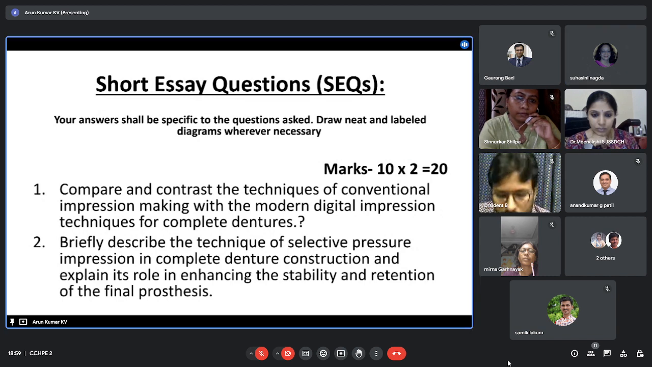Basically, the understanding is to compare them: what is the drawback of one technique versus the other, and what is the advantage of one technique over the other. That is what it basically highlights.